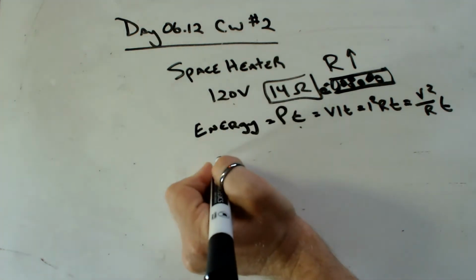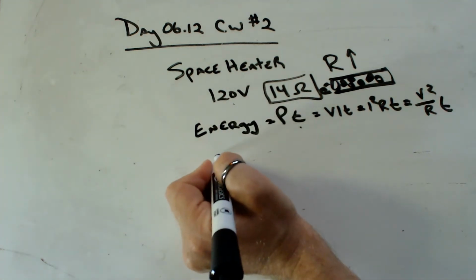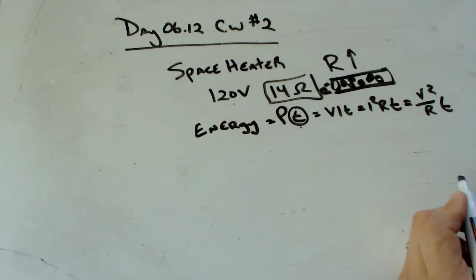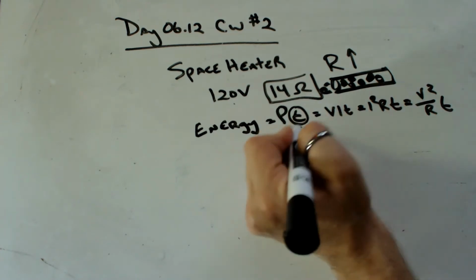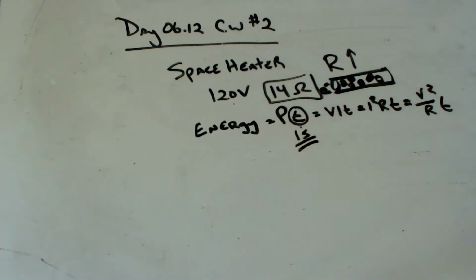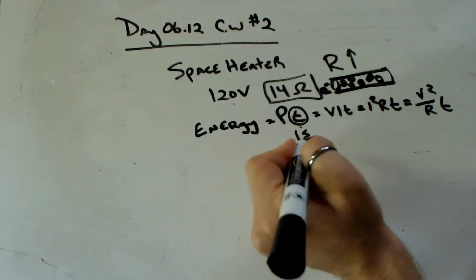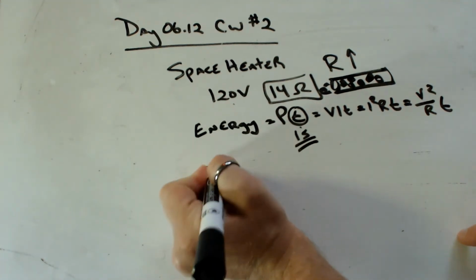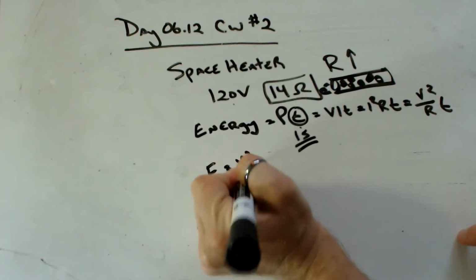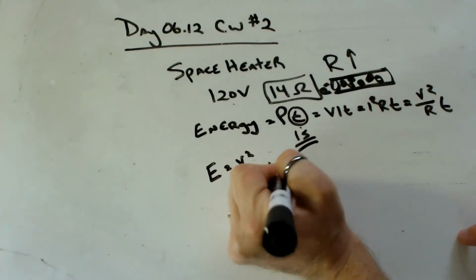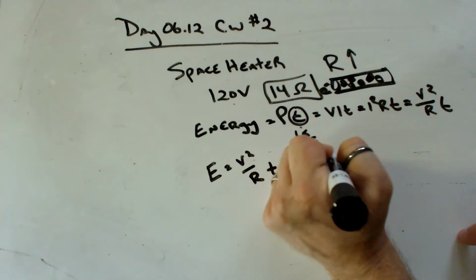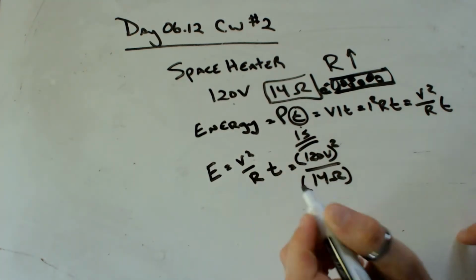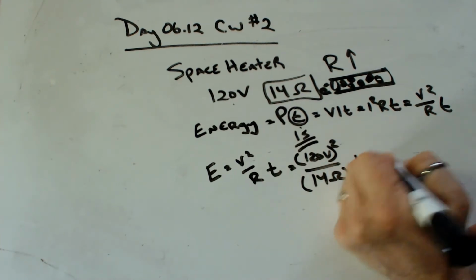Now the other thing is, it's saying the rate at which the electrical energy is transferred. So that's assuming that you have a time of 1 second, and that's hidden within the question. And this textbook commonly does problems in that fashion. So it's going to be E equals V squared over R times T, 120 volts squared over 14 ohms times 1 second. And that'll give us the electrical energy.